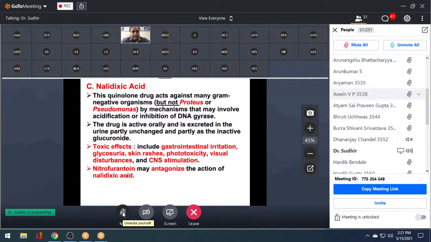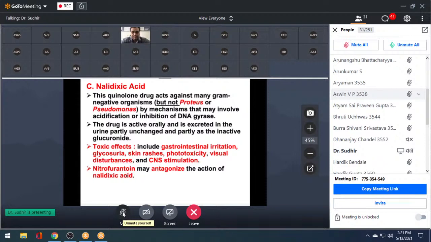And its toxic effects include fluoroquinolone-like toxic effects, like GI irritation, skin rashes, phototoxicity, visual disturbances and CNS stimulation. Sometimes it can cause seizures also. It can precipitate seizures. Okay. And nitrofurantoin may antagonize the action of nalidixic acid, so both the drugs cannot be used simultaneously.